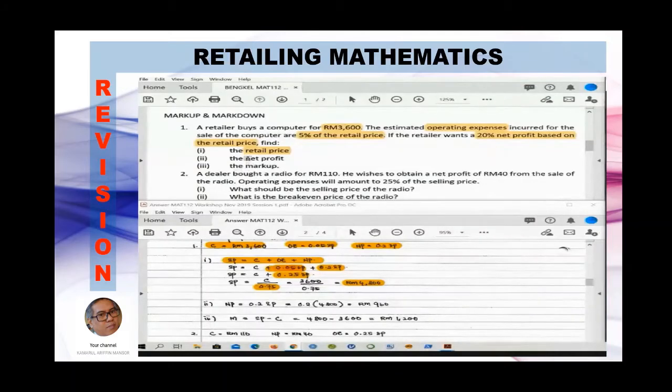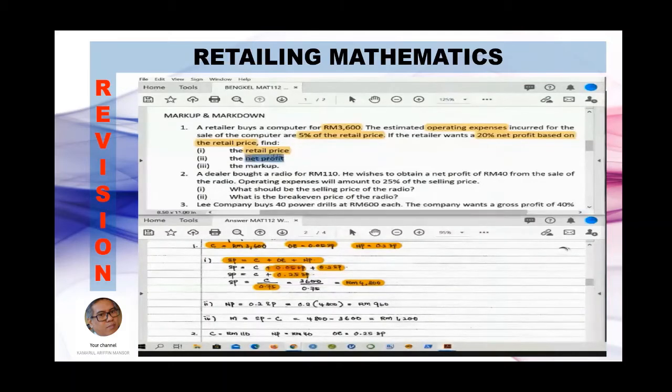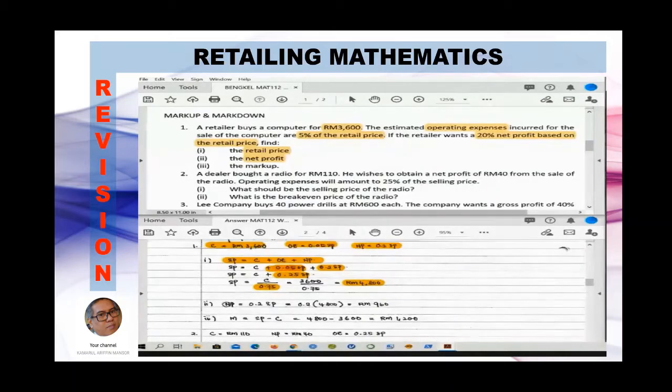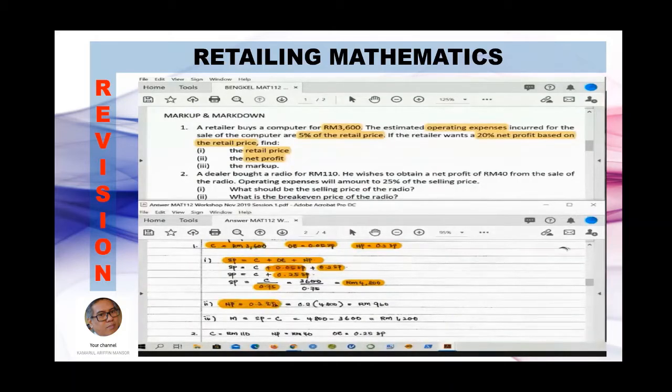Yang kedua, dia suruh kita cari net profit. Di mana kat sini net profit, formula untuk net profit adalah 0.2 SP. Dari mana kita dapat? Daripada informasi yang diberi, iaitu net profit adalah 20% daripada nilai SP. Since tadi kita dah kira nilai SP sama 4,800, so kita boleh gunakan terus NP equal to 0.2 SP.